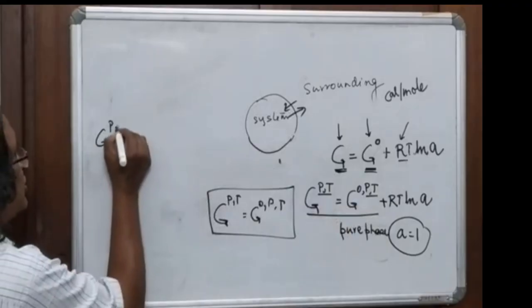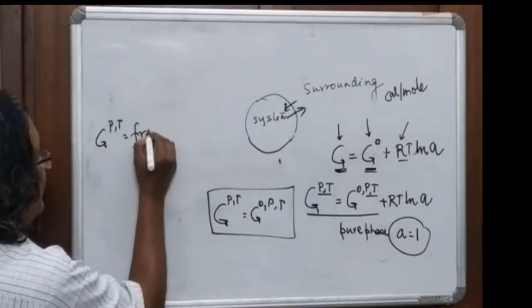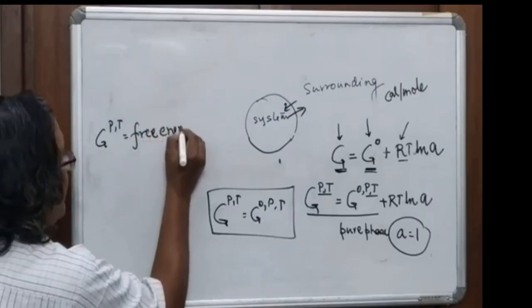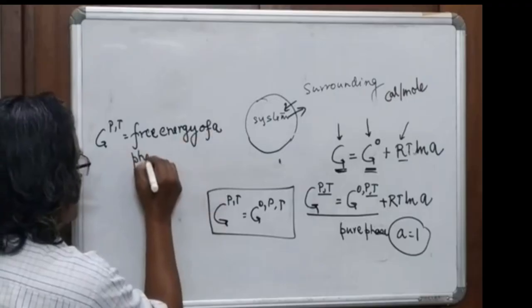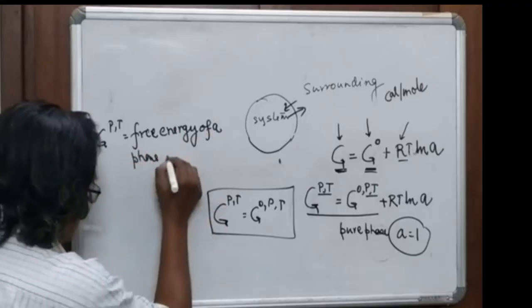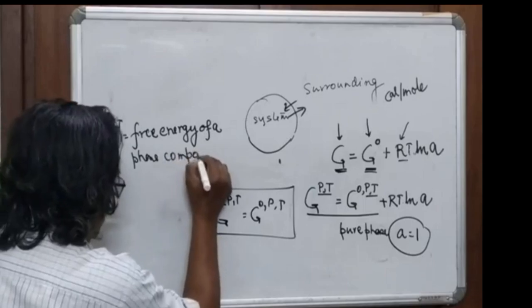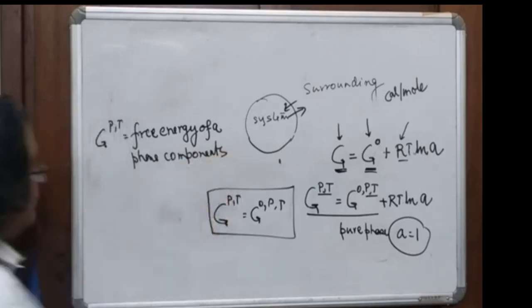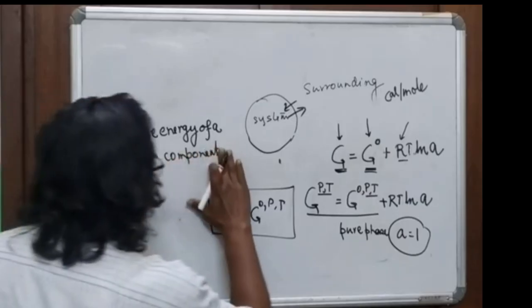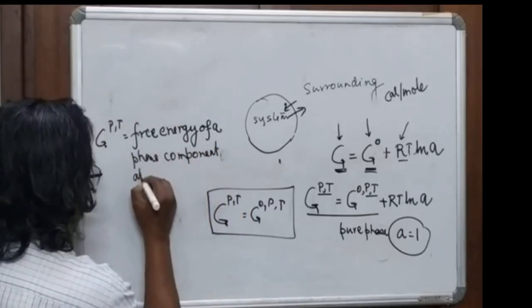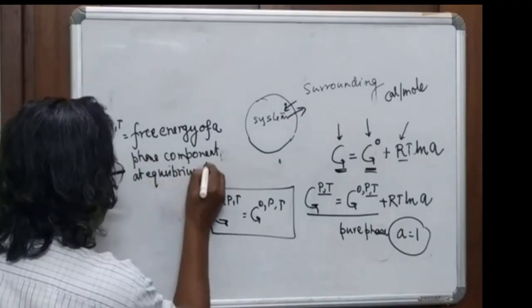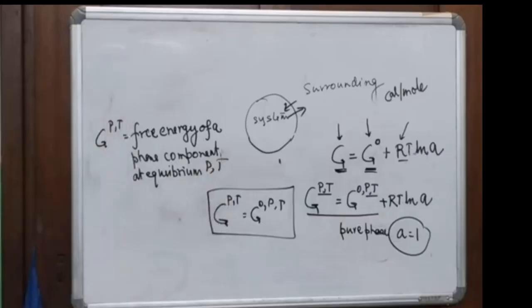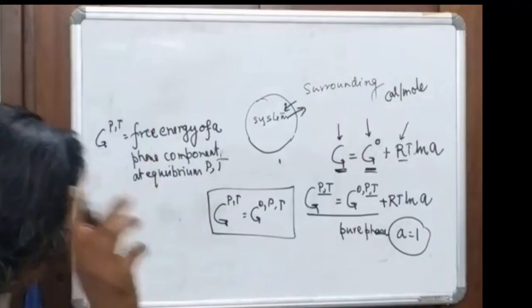So, G pressure temperature is the free energy of a phase component. I will tell you this. What is this? I will now write about phase components. Free energy of a phase component at equilibrium PT. This is what G is. And you can ask me, and what the hell is G0? Wait a minute.